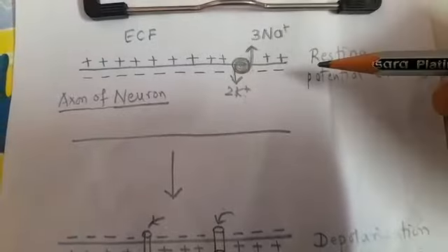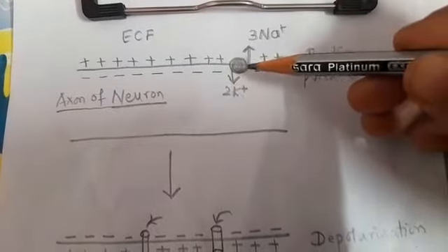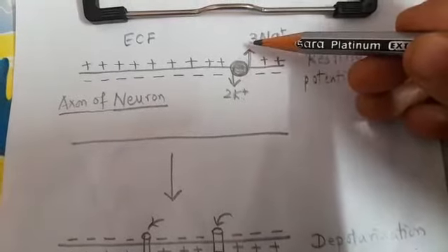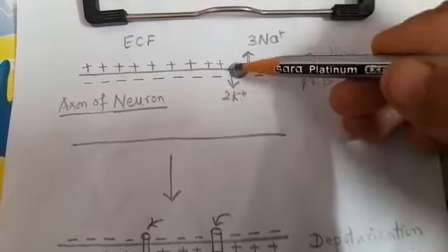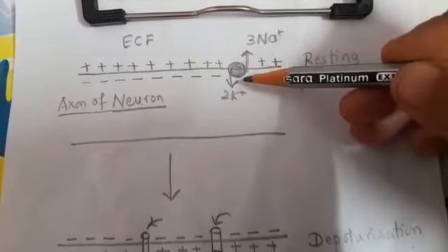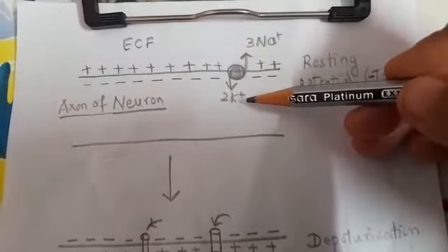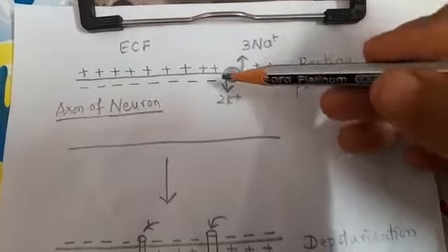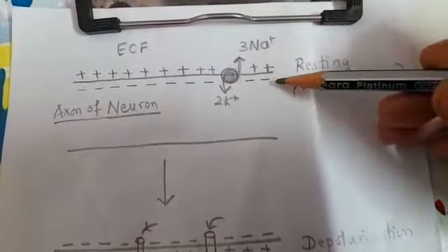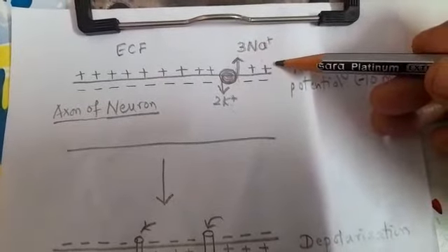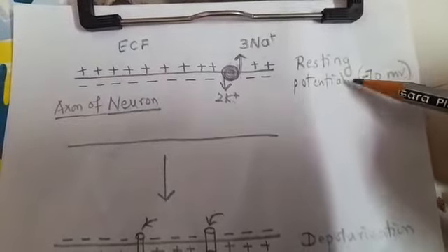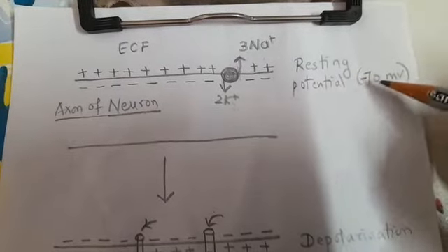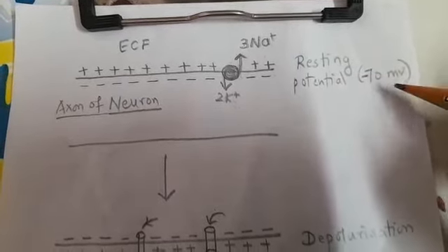Now what is the sodium potassium pump? The sodium potassium pump will pump out three sodium ions and it will take in two potassium ions. Because of that, every time it is working, the neuron is losing one positively charged ion. So the inside of the neuron will become negatively charged while the outside is positively charged. Therefore the resting potential of a neuron is approximately minus 70 millivolts.